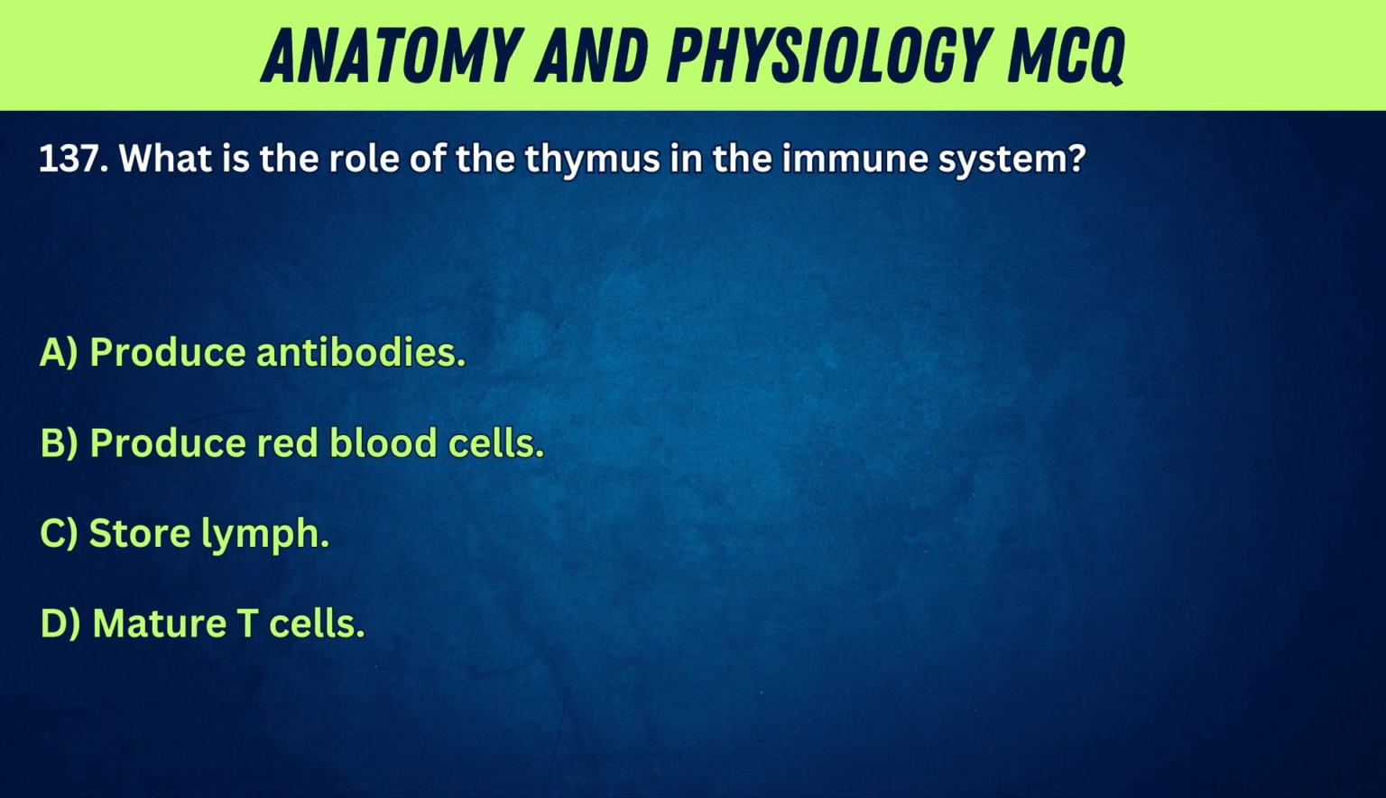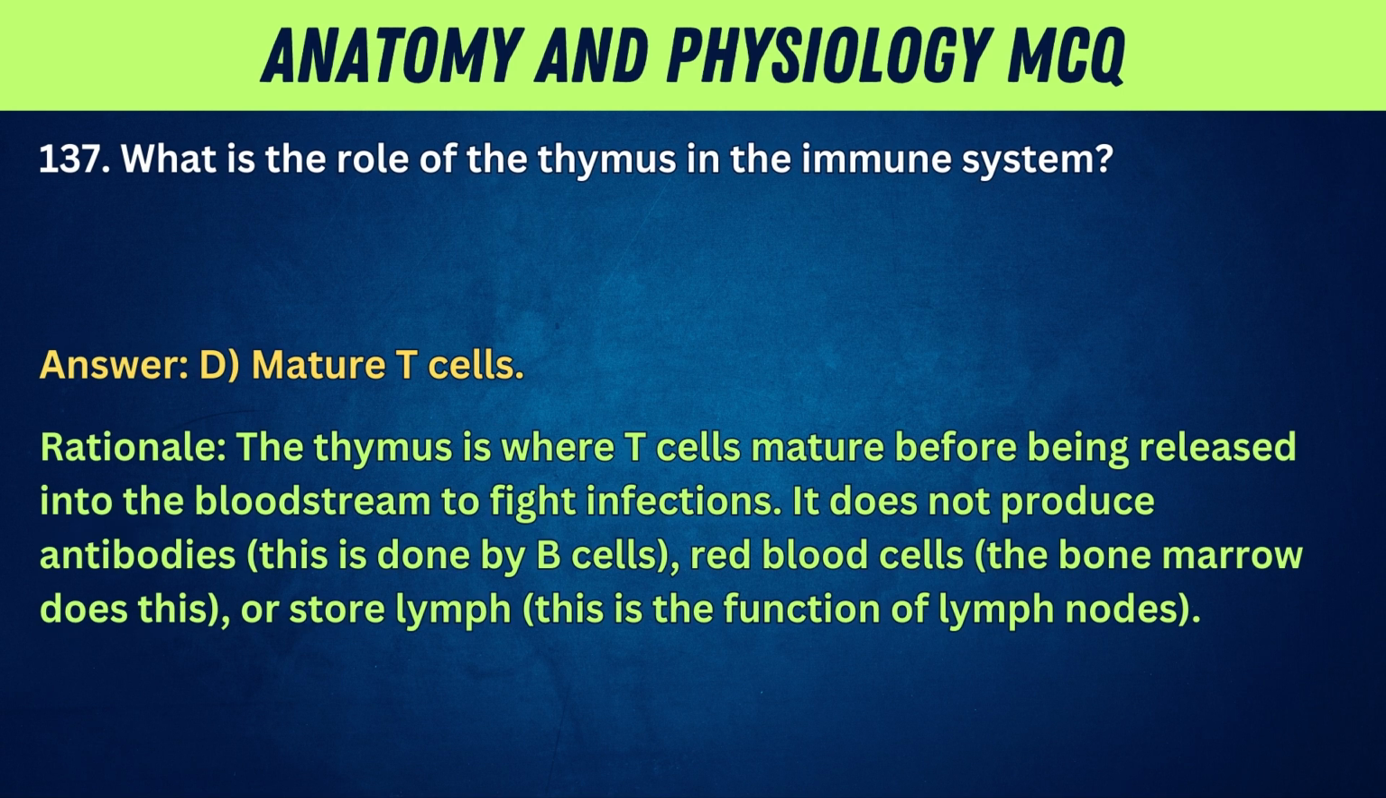137. What is the role of the thymus in the immune system? A. Produce antibodies. B. Produce red blood cells. C. Store lymph. D. Mature T cells. Answer: D. Mature T cells. Rationale: the thymus is where T cells mature before being released into the bloodstream to fight infections. It does not produce antibodies. This is done by B cells. Red blood cells are produced by the bone marrow, and storing lymph is the function of lymph nodes.